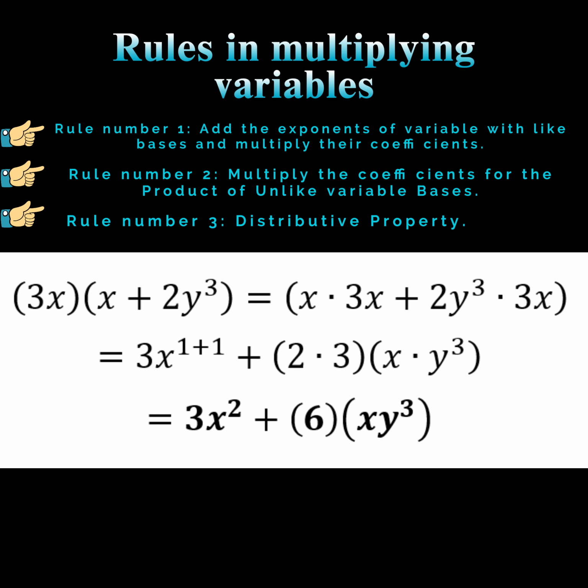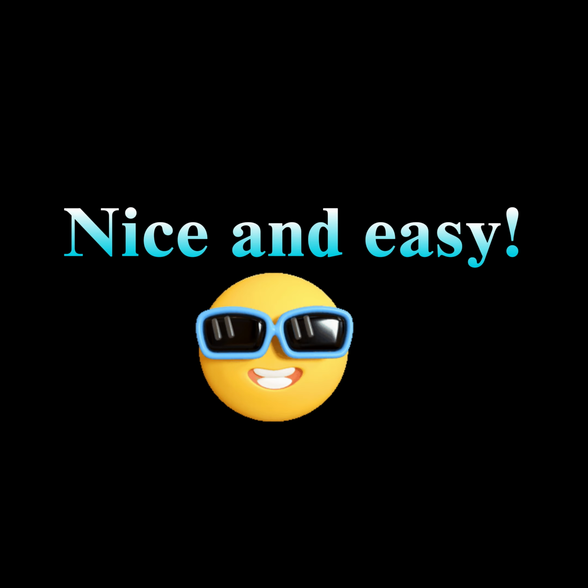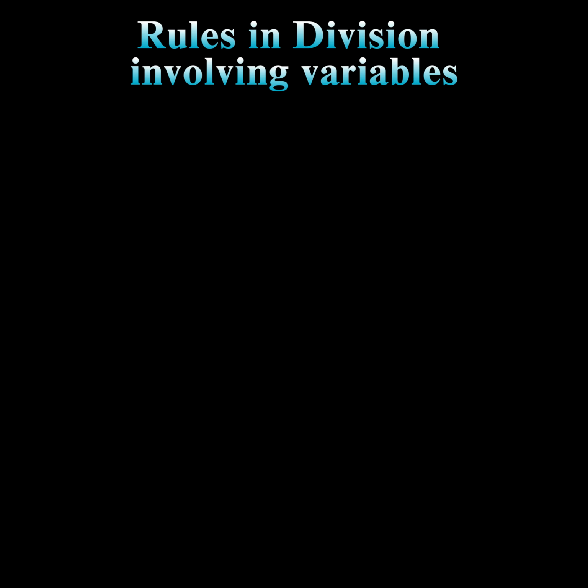For the first term, x times 3x has the same base variable, so we add their exponents, and applying rule number 2, we multiply their coefficients, and that is 3 times 1, so we have 3x squared for the first term. For the second term, we have rule number 2 for the product of the coefficients, and then we simply copy the variables since they are not the same base variable. Therefore, the final answer is 3x squared plus 6xy raised to the power of 3. Note we can further simplify our results by factoring. Nice and easy. Now let's proceed with division involving variables.